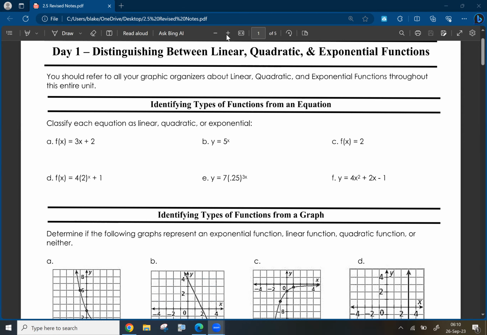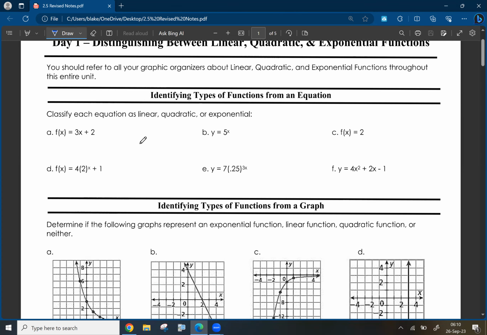This first part, identifying, should be mostly review, because a lot of this I feel confident you guys know already. So we'll go ahead and get into it. Our first one here, classify each equation as linear, quadratic, or exponential. So this first equation, A, you can see it's 3x plus 2. This is mx plus b format, which tells us that that one is linear.